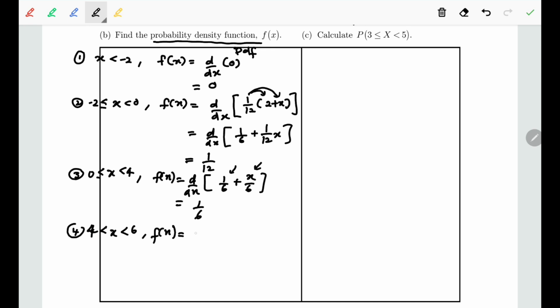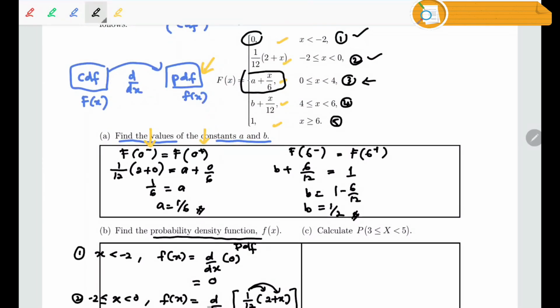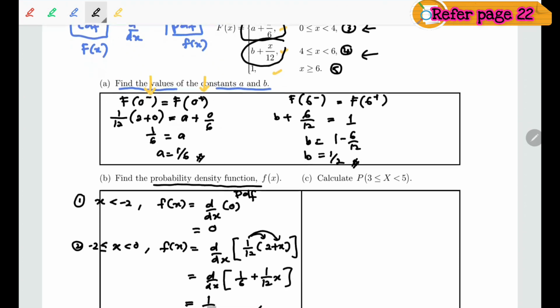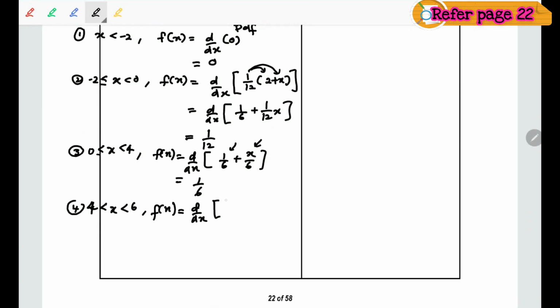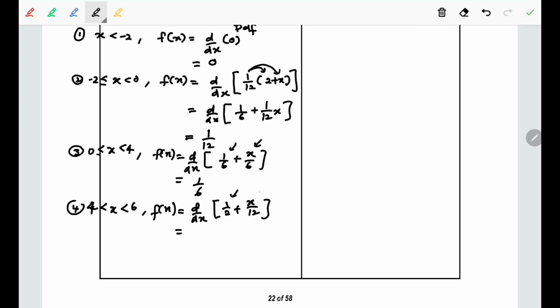So the PDF is the product of differentiation of the function here. The function for the fourth interval is b plus x over 12. So b is 1 over 2, and we're going to substitute here. So it will be 1 over 2 plus x over 12. Differentiate this one. Differentiate 1 over 2 gives you 0. Differentiate x over 12, you get 1 over 12.